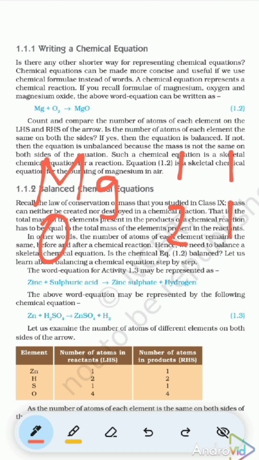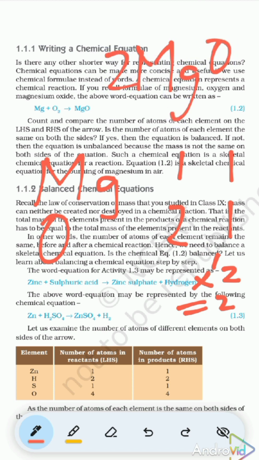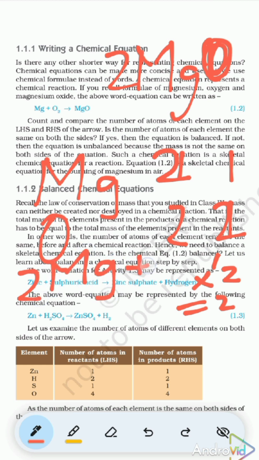For that, what I am doing is multiplying by 2 on the right hand side. So 1 times 2 we get 2, right? For oxygen I am multiplying, hence I will get 2 MgO on the right hand side. But now when we multiply for oxygen, we also get 2 Mg, so on the left hand side we now have only 1 Mg. So to get it balanced, I am also multiplying by 2 on the left hand side. So we get 2 Mg plus O2 will give 2 MgO. This would be the balanced equation.